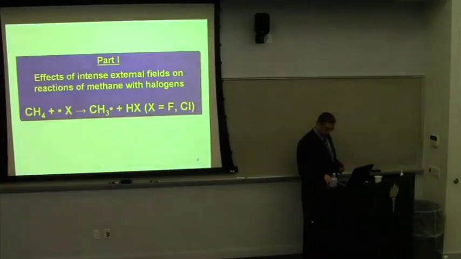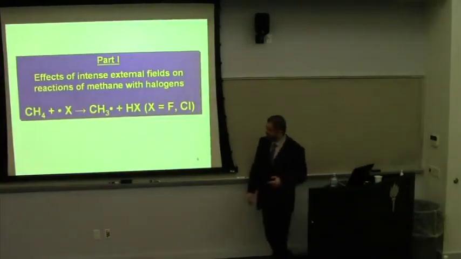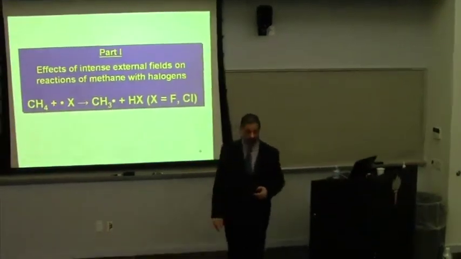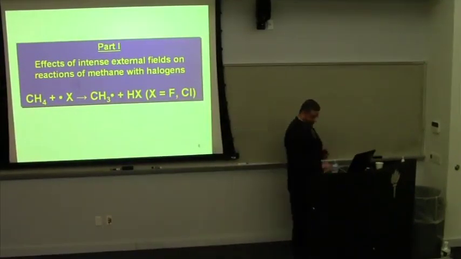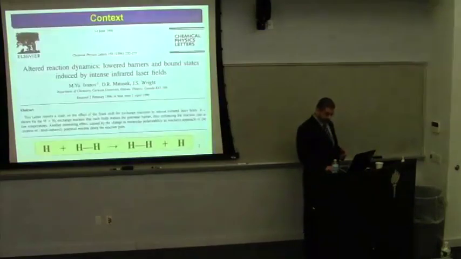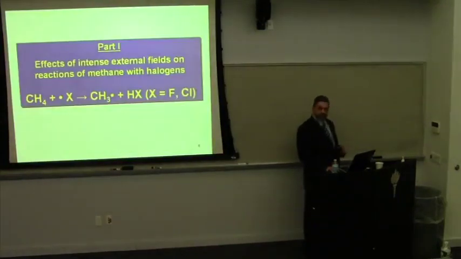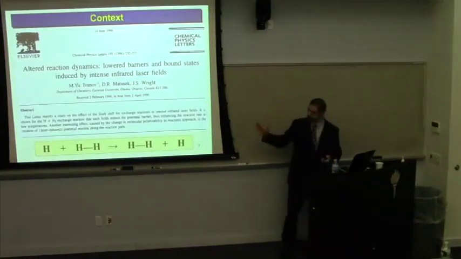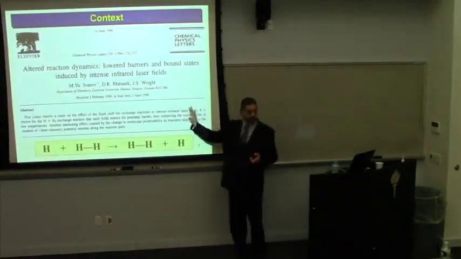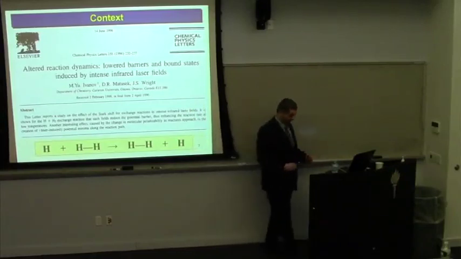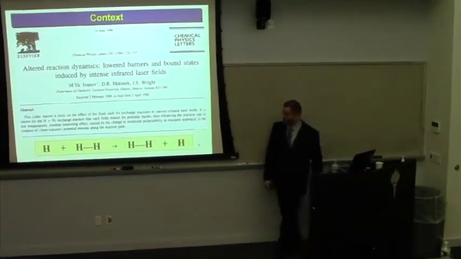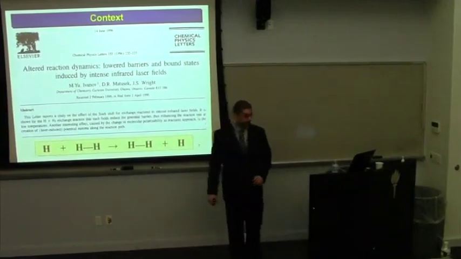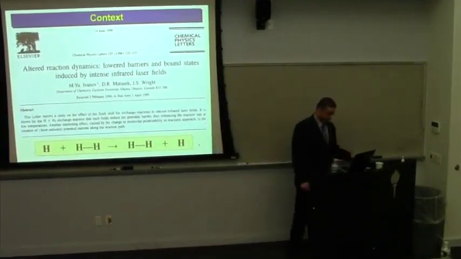So let me start with the first part. We're interested in this reaction of methane with halogen. And the halogens that we're going to look at are two, fluorine and chlorine. Just to give you a little bit of context, and I'm not going to describe this in detail here, the groundwork, the fundamental papers, were published between 1904 and 1906 by the group of Jim Wright, Ivanov, and Matusek at Carleton University in Ottawa.